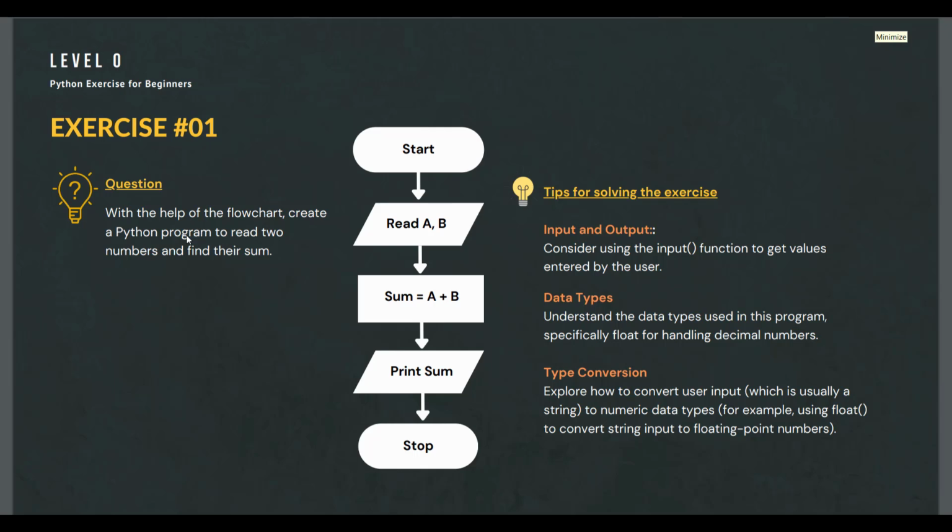João here. So today we are going to start solving some Python programs for beginners. The first question that we have is this one: with the help of the flowchart, create a Python program to read two numbers and find their sum. So we have one flowchart here that can help us create this program that allows us to read two numbers and find their sum.